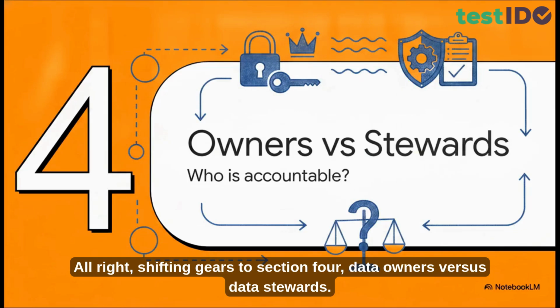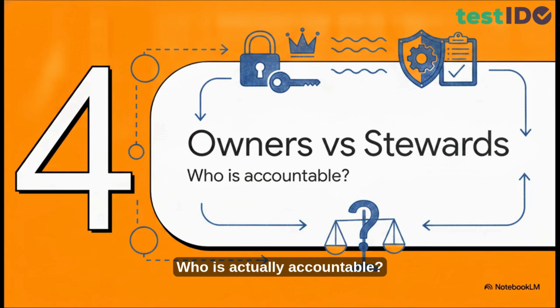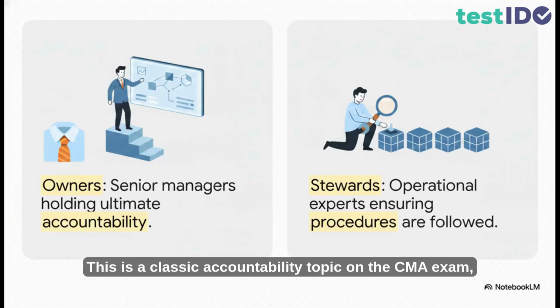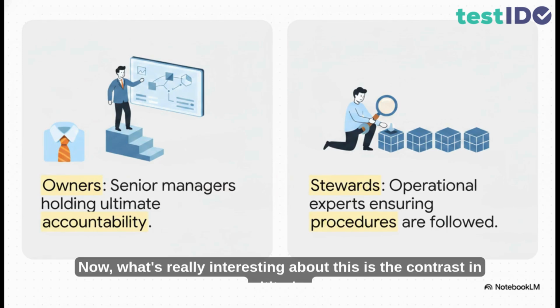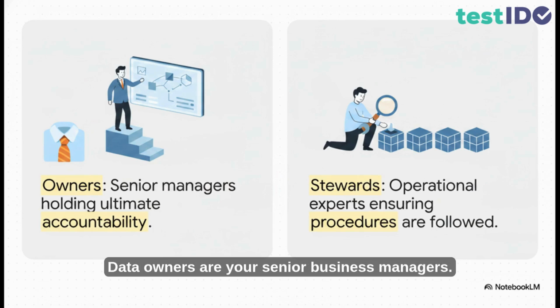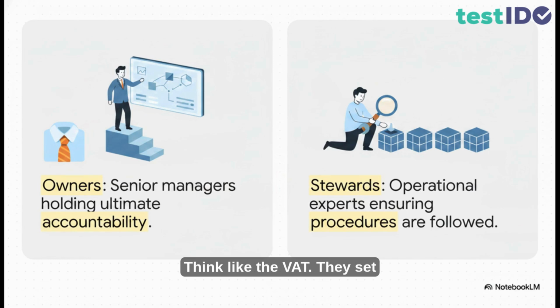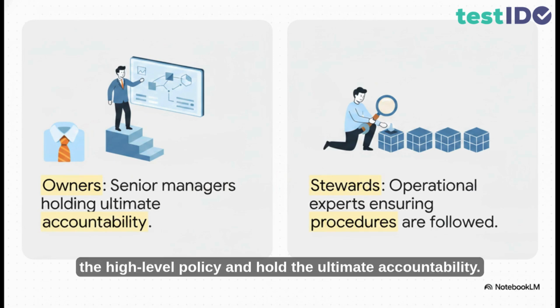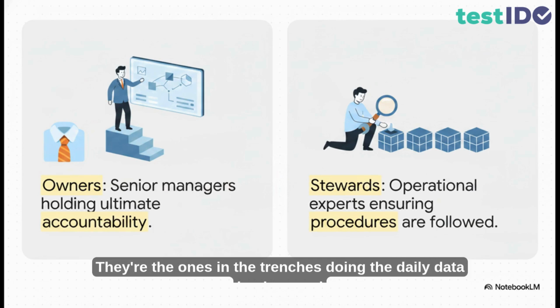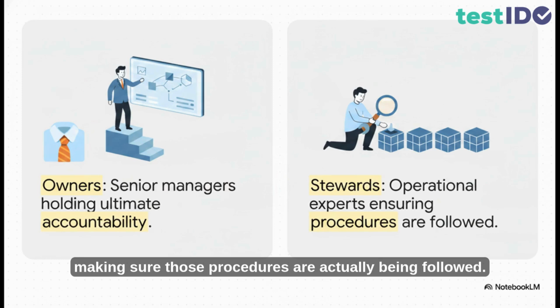All right, shifting gears to Section 4, Data Owners versus Data Stewards. Who is actually accountable? This is a classic accountability topic on the CMA exam, and my goal today is to make it literally impossible for you to confuse these two roles. Now, what's really interesting about this is the contrast in altitude. Data owners are your senior business managers. Think like the VP of sales. They set the high-level policy and hold the ultimate accountability. Data stewards, meanwhile, are your hands-on operational experts. They're the ones in the trenches doing the daily data hygiene and making sure those procedures are actually being followed.